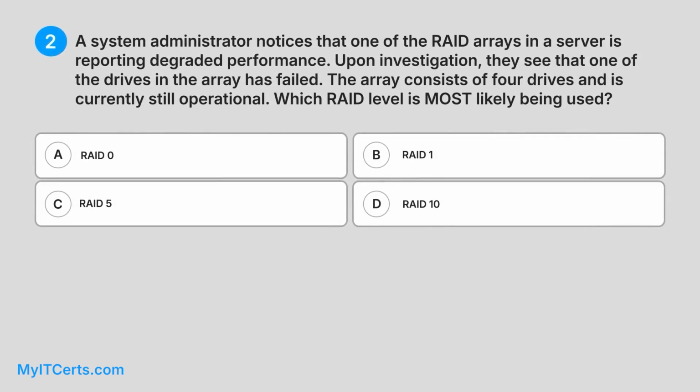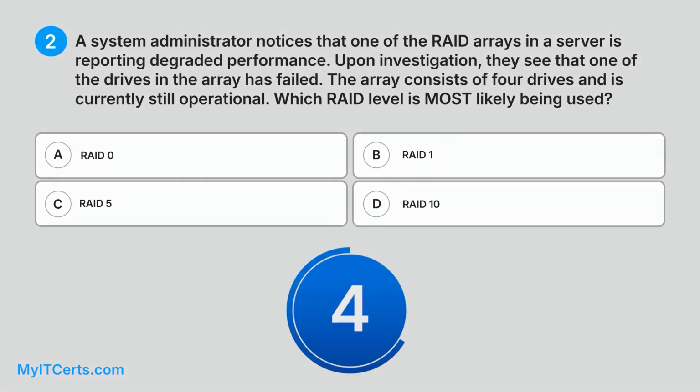2. A system administrator notices that one of the RAID arrays in a server is reporting degraded performance. Upon investigation, they see that one of the drives in the array has failed. The array consists of 4 drives and is currently still operational. Which RAID level is most likely being used? A. RAID 0, B. RAID 1, C. RAID 5, D. RAID 10. Do you know the answer?